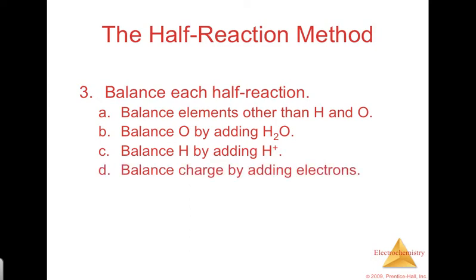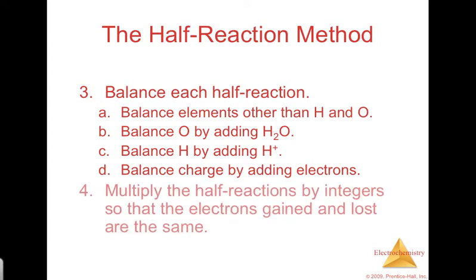Look at the charge on either side, the products versus the reactants, and balance the charge by adding electrons to the side that is more positive. Once you do that for each half reaction, you're going to look at the number of electrons gained in the reduction and the number lost in the oxidation reaction. You're going to multiply the entire half reaction by an integer so that the number of electrons gained is equal to the number lost.